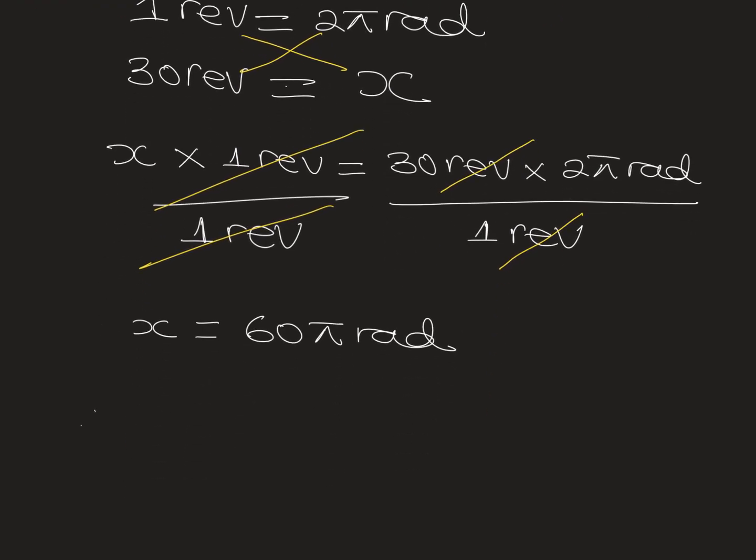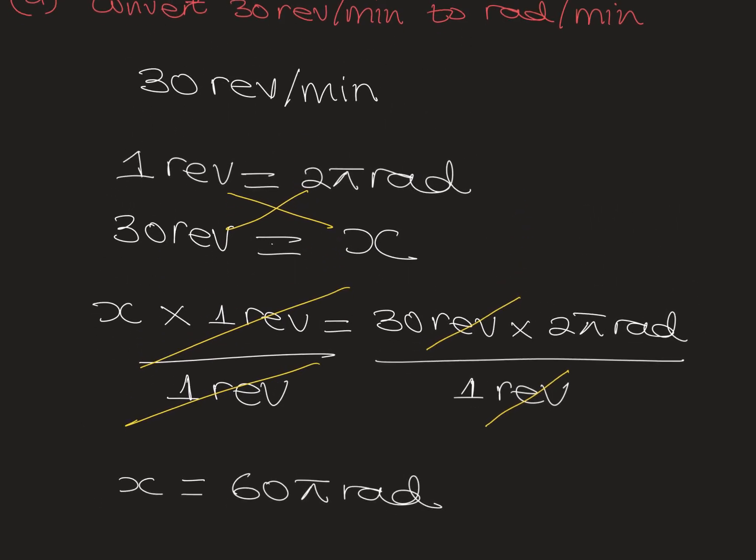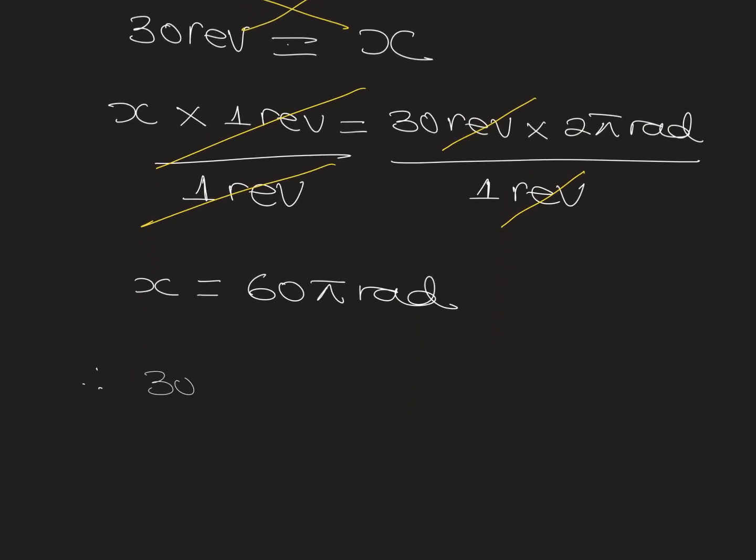So therefore, 30 revolutions per minute will be equal to 60 pi radians per minute. So the unit in minutes does not change in this question.